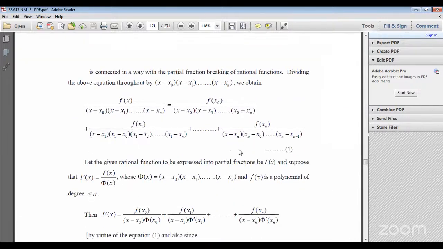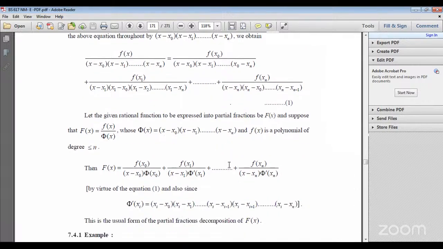This is connected with the partial fraction breaking of rational functions. Dividing the above equation throughout by x minus x0, x minus x1, x minus x2, and so on, x minus xn, we obtain f of x by x minus x0, x minus x1, and so on, x minus xn, equal to f of x0 over x minus x0, x0 minus x1, and so on, x0 minus xn, plus f of x1 over x minus x1, x1 minus x0, x1 minus x2, and so on, x1 minus xn, and so on, plus f of xn over x minus xn, xn minus x0, and so on, xn minus xn minus 1. This is the nth term we are taking here.